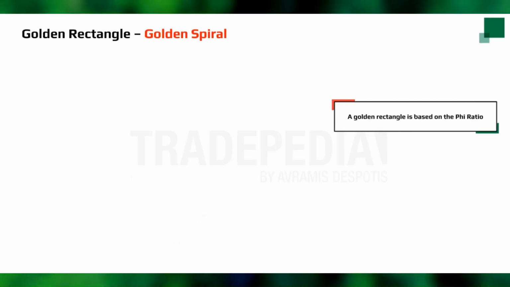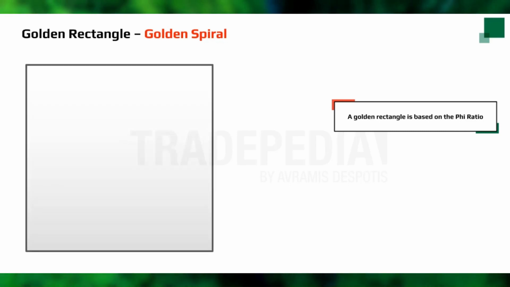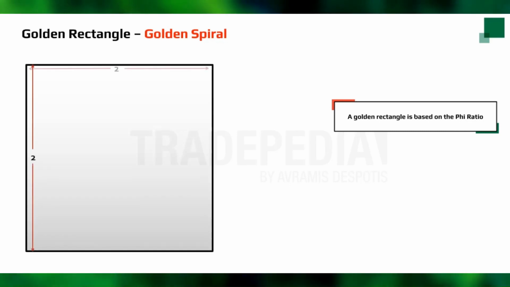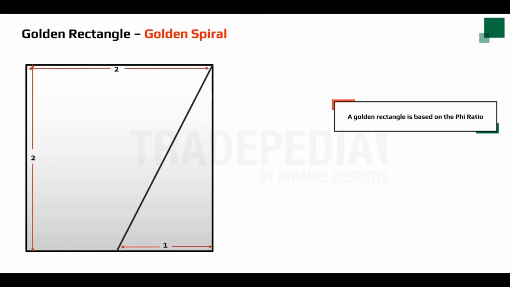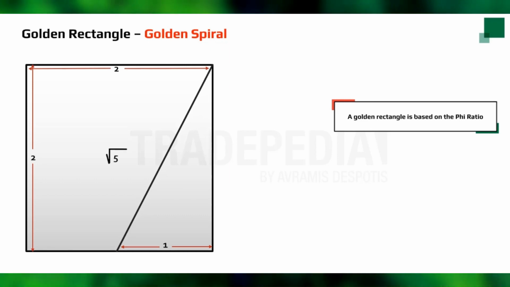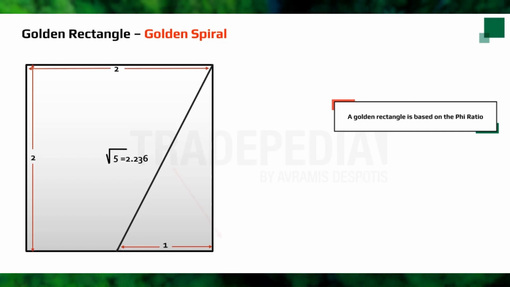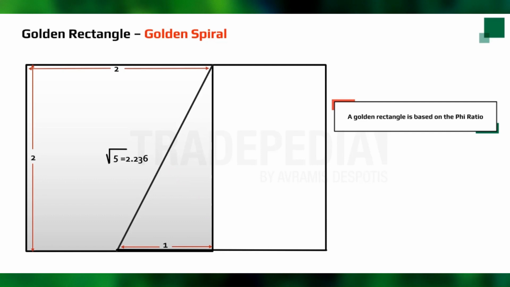Using the golden ratio, you create what Pythagoras called the golden rectangle. Let's see how. If we have a square with dimensions 2 by 2, starting from the middle point, draw a diagonal across the square to create a triangle. As Pythagoras stated, the length of this diagonal is equal to the square root of the squares of its other sides, which is 2.236. Now we are going to bring this diagonal line down and create a rectangle.